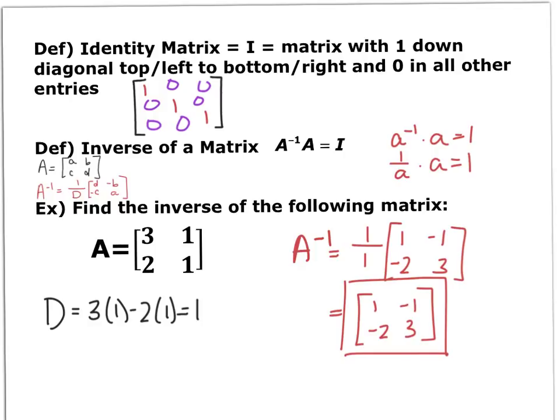So the inverse of a 2 by 2 is 1 over the determinant. In this case, the determinant is just 1. Flip this diagonal, so I switched 1 and 3, and then make the other two opposite signs, so they both become negative in this case. Your resulting matrix is 1, -1, -2, 3. That's the inverse of matrix A.